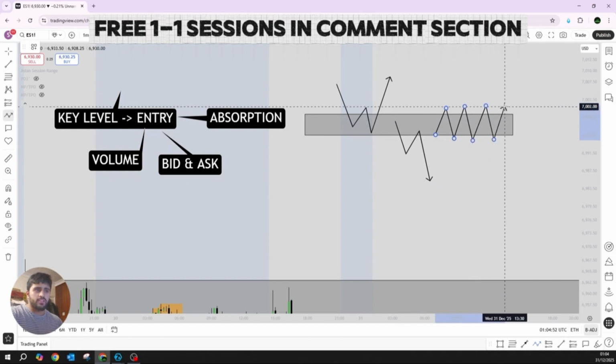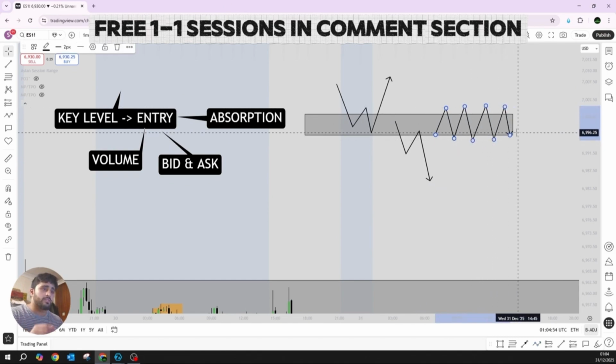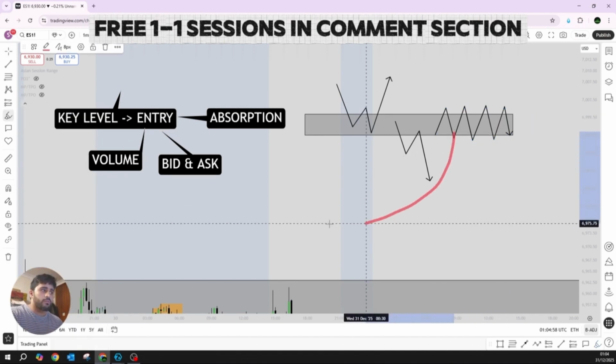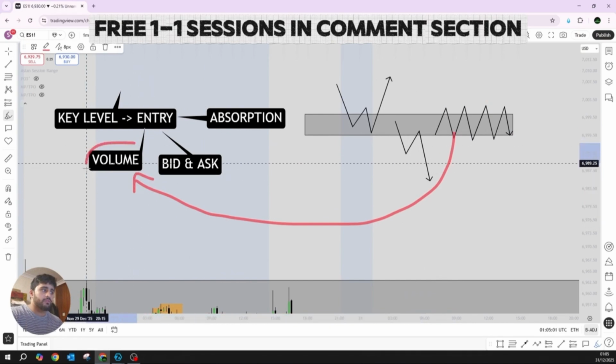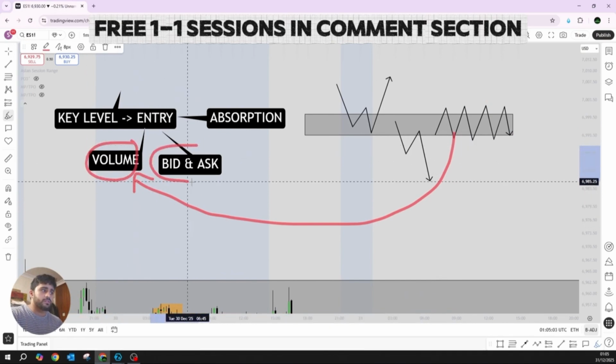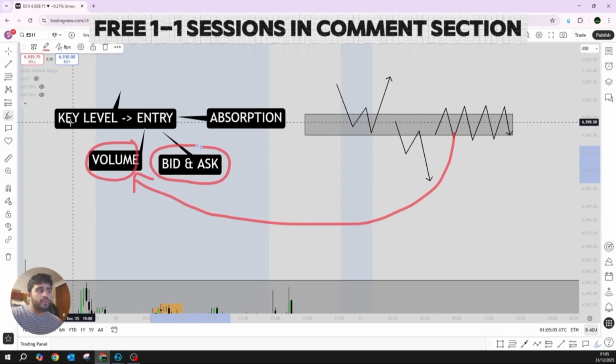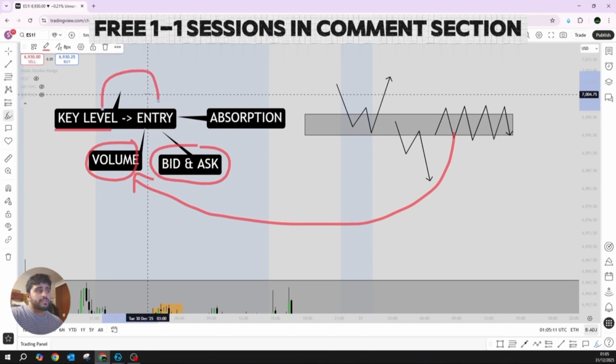So when you have a range like this, a range typically occurs because of one thing, and it's down to this principle here, right? Volume. And we're going to be heavily focusing on volume as well as the bid and the ask, right? So most people have some way of finding key levels, although we need to understand how to find key levels. Where most people go wrong is the entry.